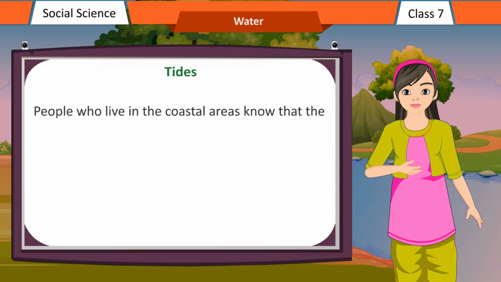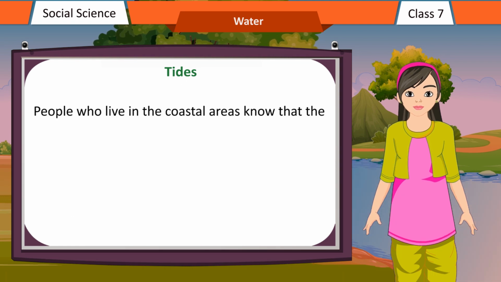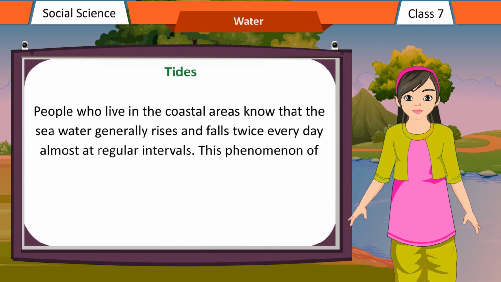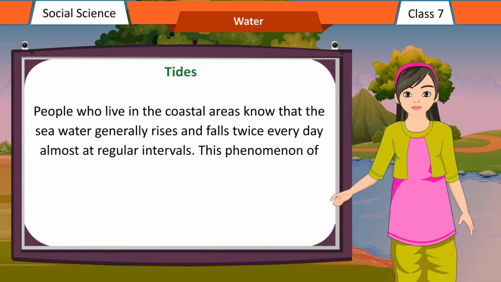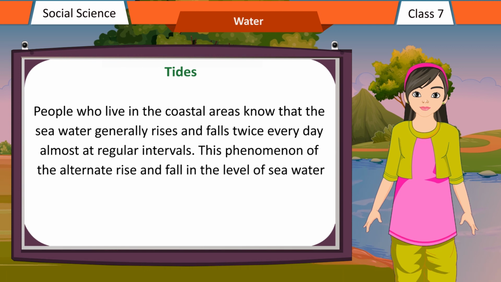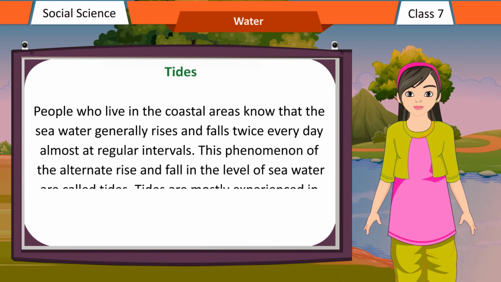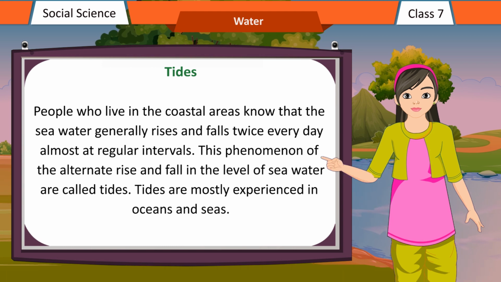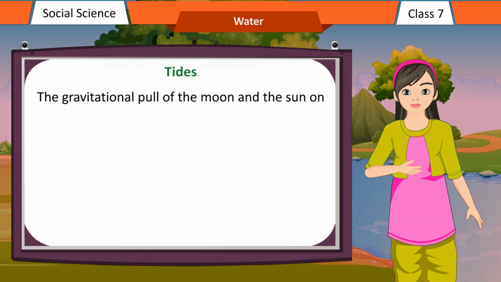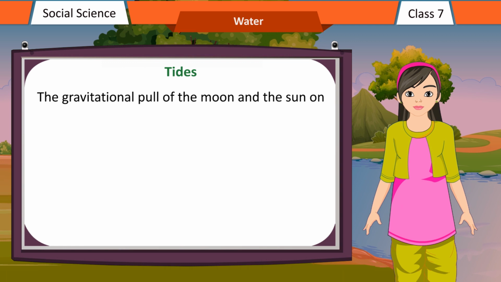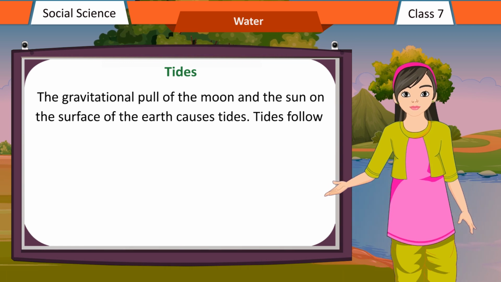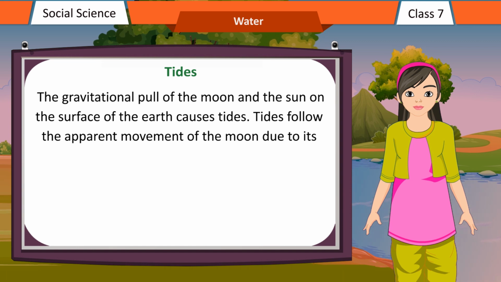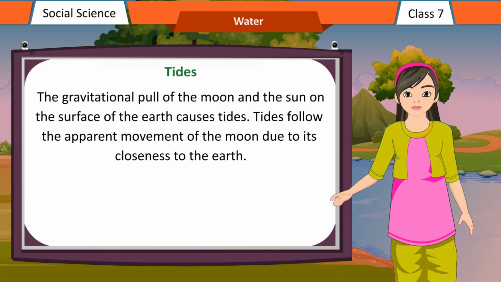Tides. People who live in the coastal areas know that the sea water generally rises and falls twice every day almost at regular intervals. This phenomenon of the alternate rise and fall in the level of sea water is called tides. Tides are mostly experienced in oceans and seas. The gravitational pull of the moon and the sun on the surface of the earth causes tides. Tides follow the apparent movement of the moon due to its closeness to the earth.